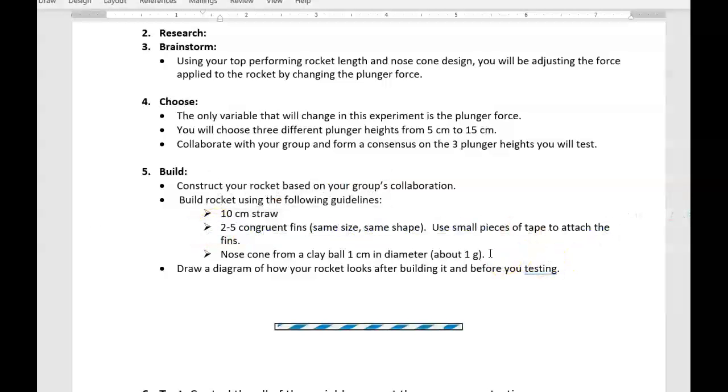The nose cone, we're going to go back to 1 gram, and those that did the experiment know why we want to use 1 gram. So we're going to go back to 1 gram for the nose cone. If you're using clay or a ball of tape, back to 1 gram, which ends up being about a 1 centimeter square. Then draw what your rocket for this experiment looks like, or what it's looking like so far, but what it looks like for the experiment.